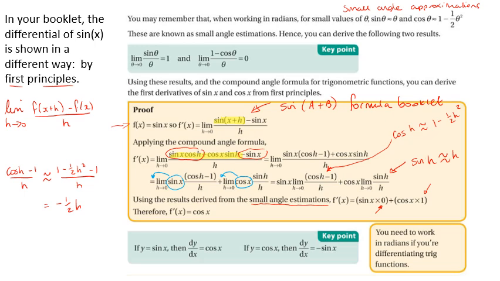So, last step then. Sine of x times 0 is nothing, so we can ignore that bracket. Cos of x times 1 is cos of x. So our final answer is cos of x. We have shown that if you differentiate sine x, you get cos x.